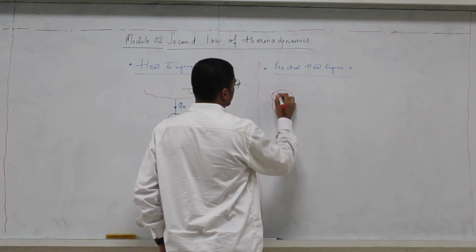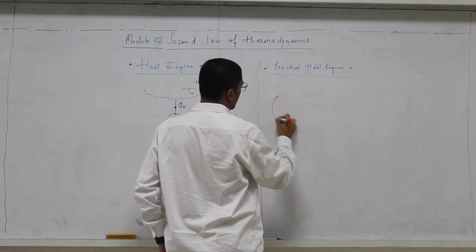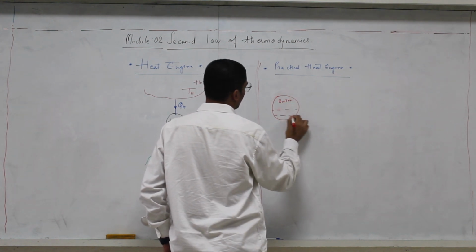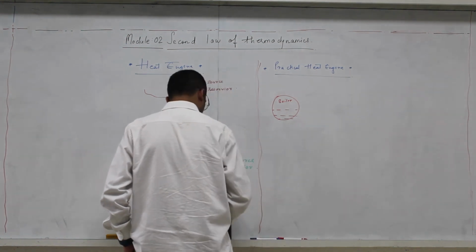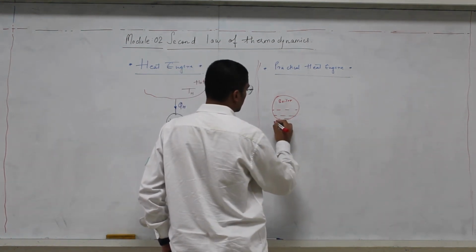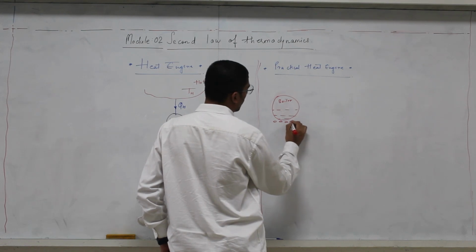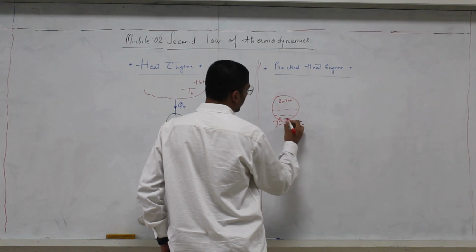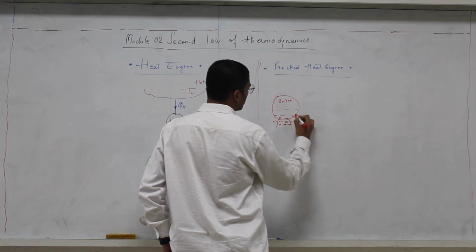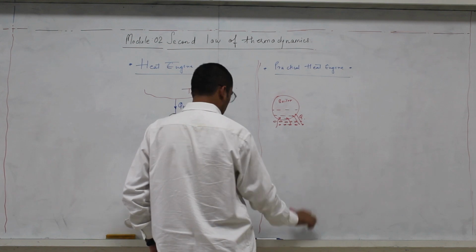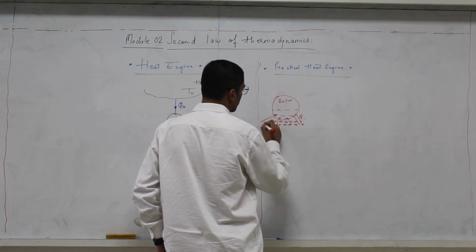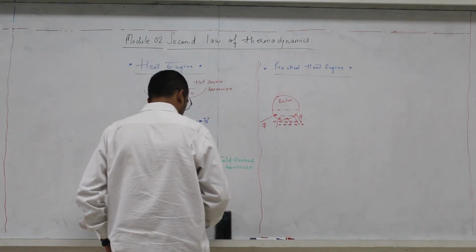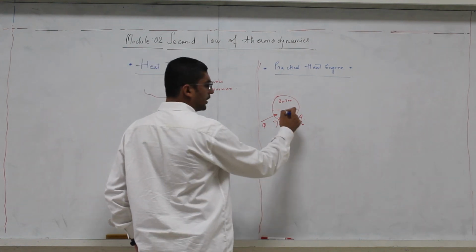This boiler has some water in it, and this water is being heated using coal. The coal bed is fired, and ultimately it gives heat, which is supplied to the boiler. So basically we have heat energy Q going into the boiler. The boiler converts this water into steam.